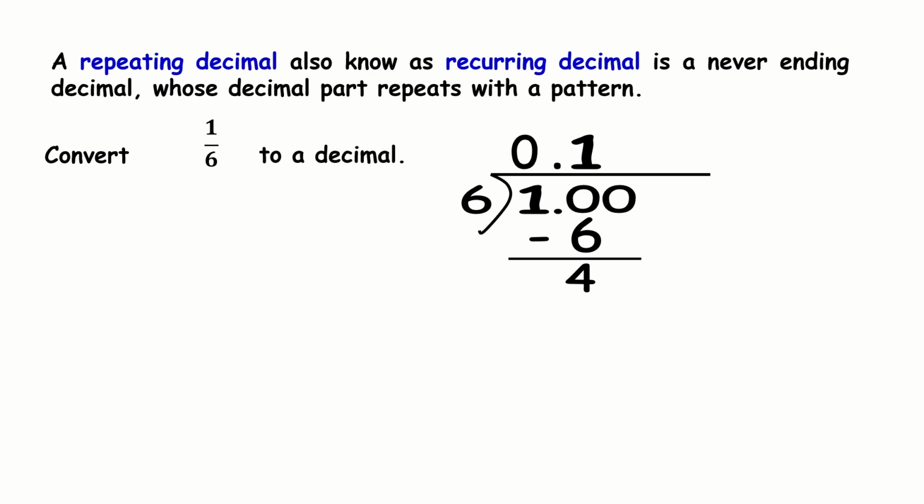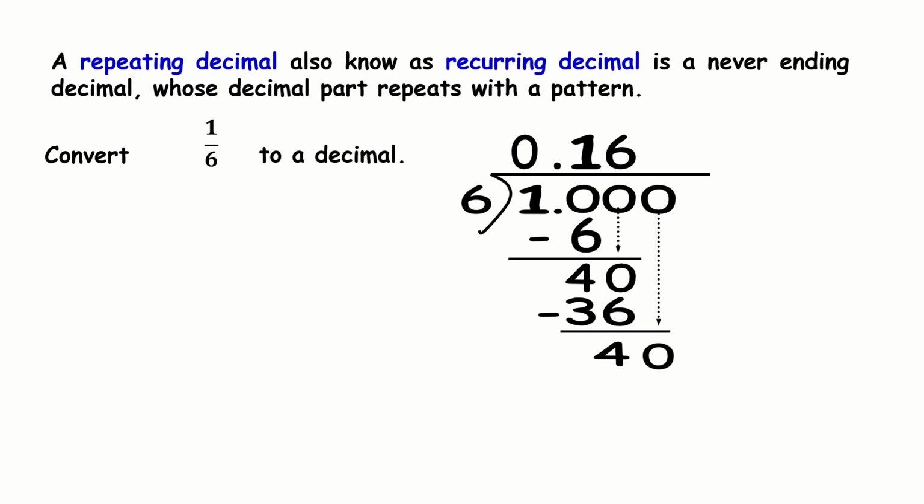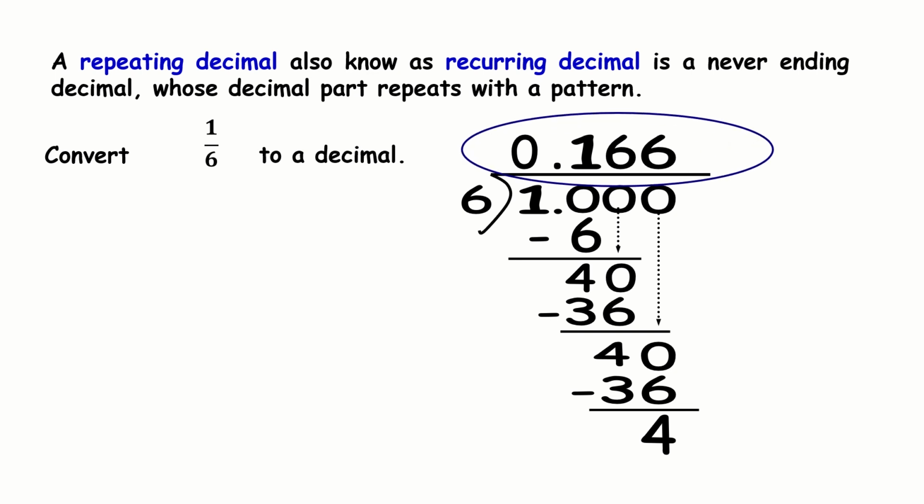4 is too small compared to 6, so we add another 0 down. 40 divided by 6 is 6. 6 times 6 is 36. 40 minus 36 is 4. 4 is too small again. We add another 0 and bring it down. 40 divided by 6 is 6. 6 times 6 is 36. And here we go again. We keep having 4 as remaining. We can keep dividing. There is no ending.